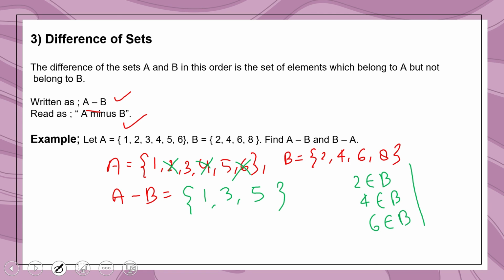Let's find B minus A. B minus A is the opposite of A minus B. Choose those elements which belong to B, not to A. So B minus A is 8, because 8 does not belong to A. So we can say A minus B is not equal to B minus A.